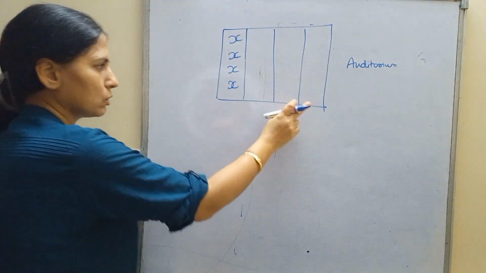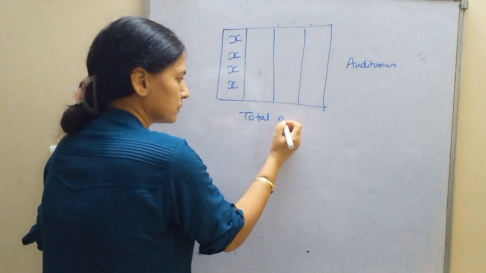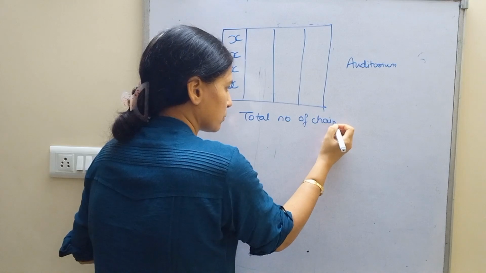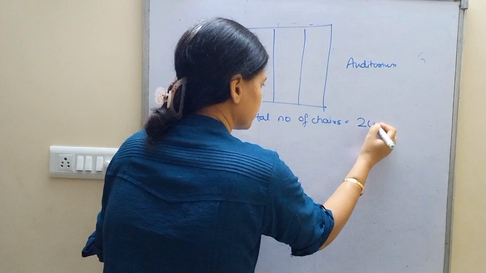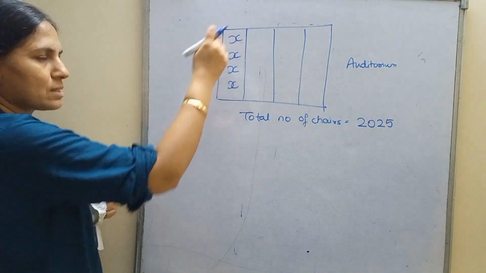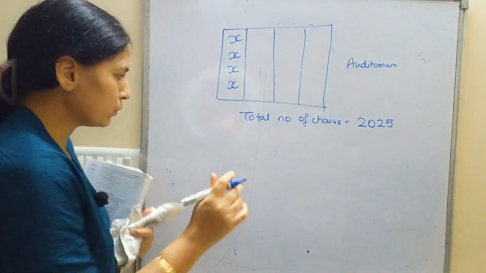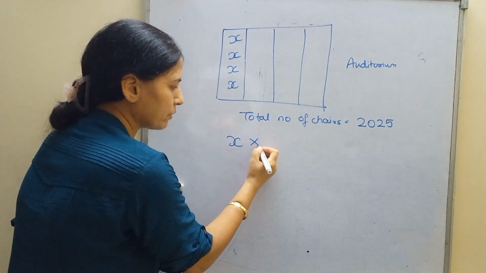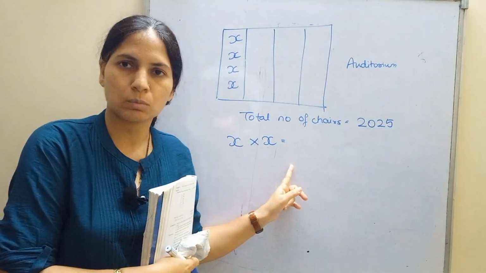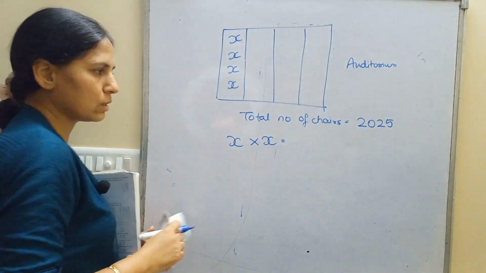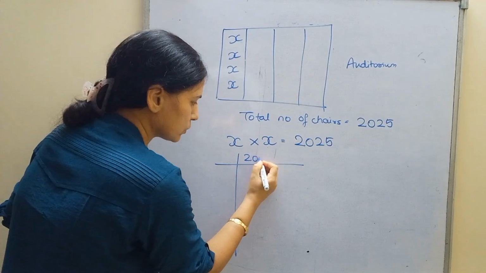Okay, see, the total number of chairs given here is 2025. Now this was just an assumption. I wrote 4 only to teach you. It is not 4. We don't know how many chairs are there in each row, and we don't even know how many rows there are. Let the number of rows be x and the number of chairs also be x. So x into x is equal to 2025. Now how will we find x? Find the square root of 2025.